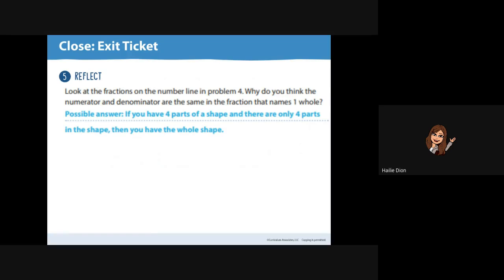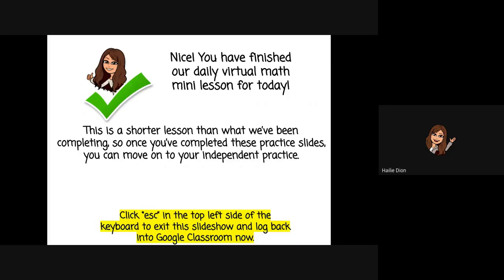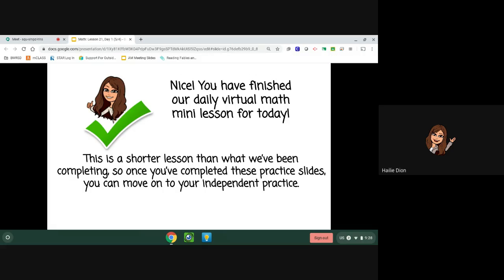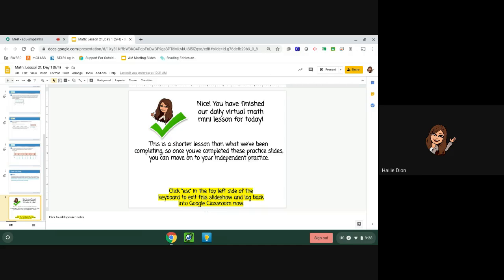So a possible answer for your exit ticket today is if you have 4 parts of a shape and there are only 4 parts in the shape, then you have the entire shape. And that's what we kind of talked about in that last problem. So that is it for today's math slides. You are all set to move on to your next activity.